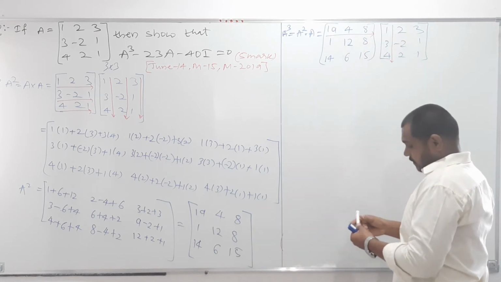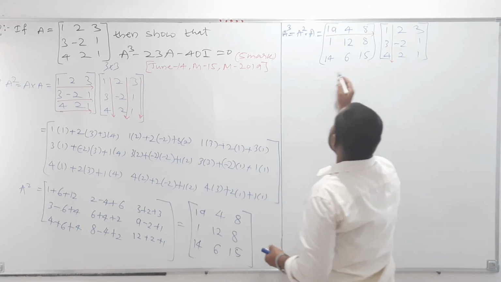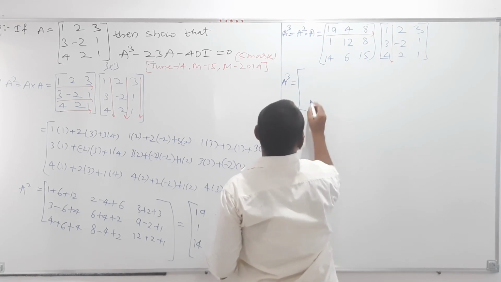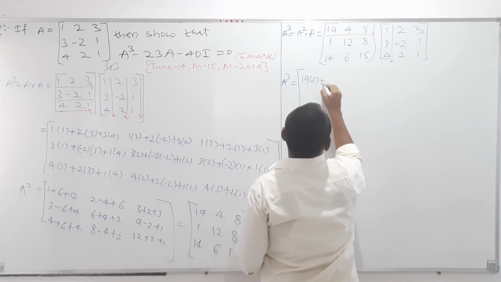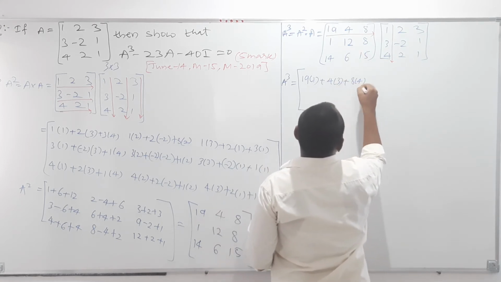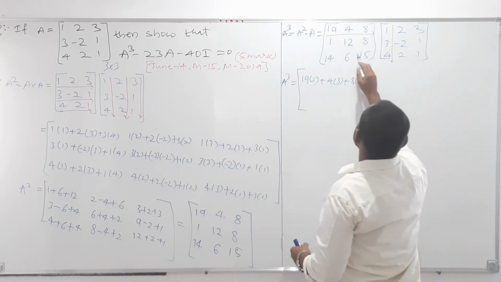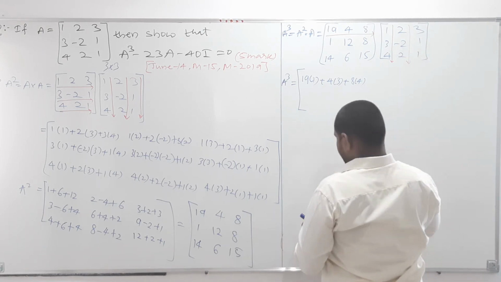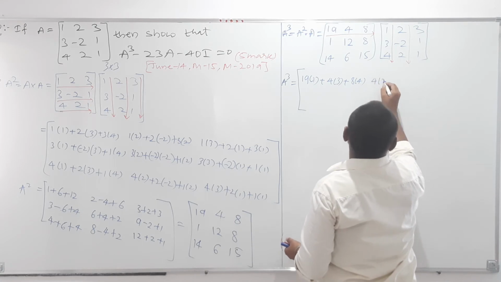First row, first column. So therefore A cube is equal to, my dear students, 19 into 1, 19 into 1. Next plus 4 into 3 plus 8 into 4. First row, first column. Next my dear friends, first row, second column. So that is, here it is 4 into 2.